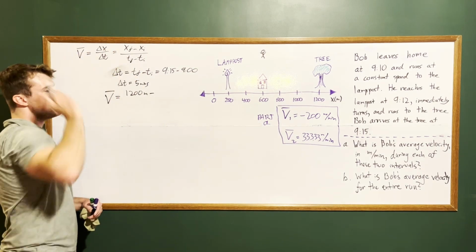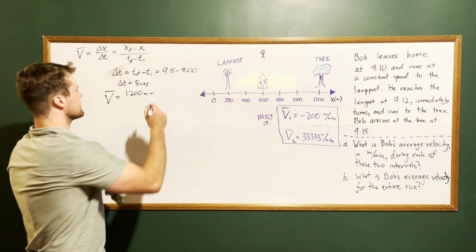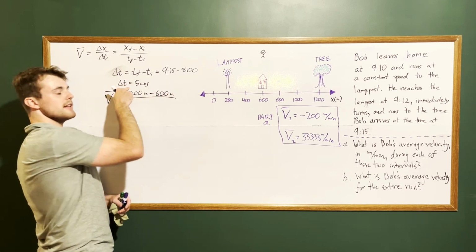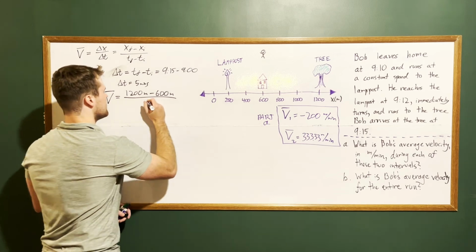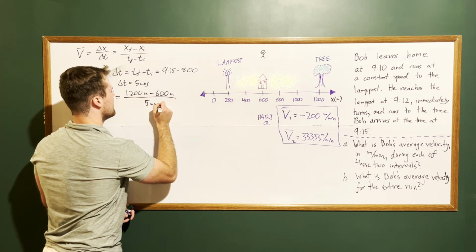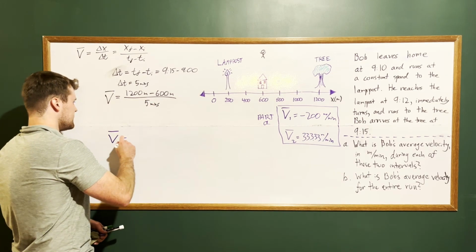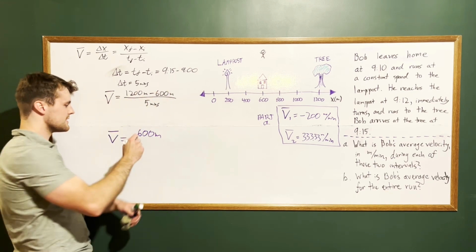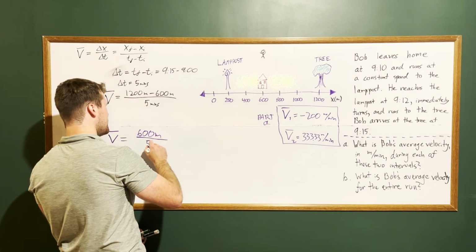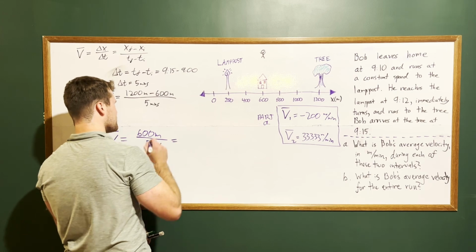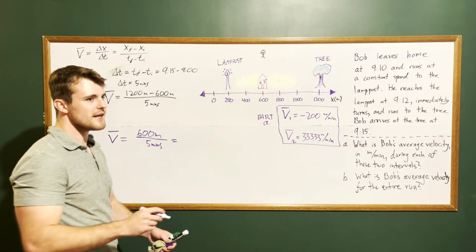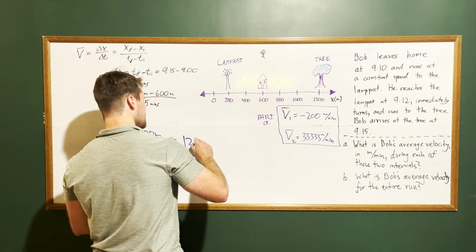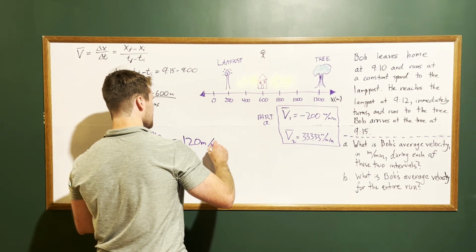And our initial displacement, which was 600 meters, 100 meters, all divided by our delta t value, which is just 5 minutes. V bar equals 600 meters, which is just 1,200 minus 600, over 5 minutes. And if my mental math serves me correctly, this is just going to reduce down to 120 meters per minute.